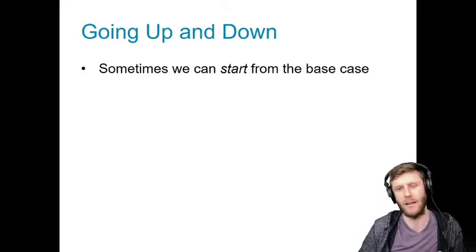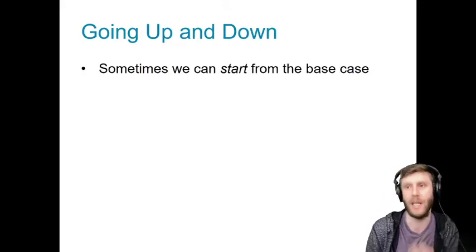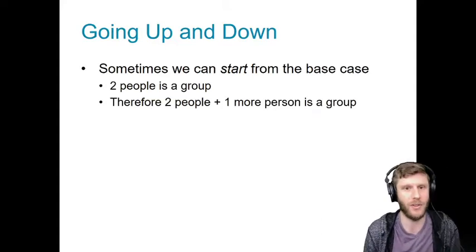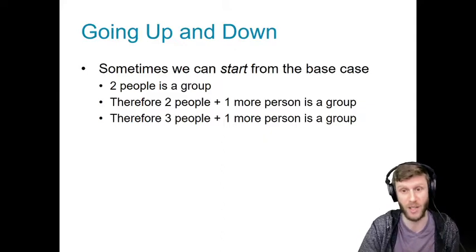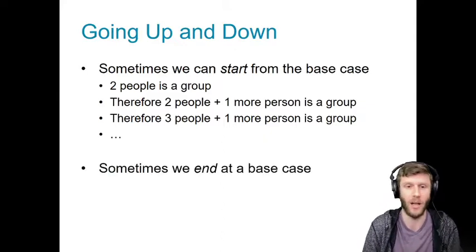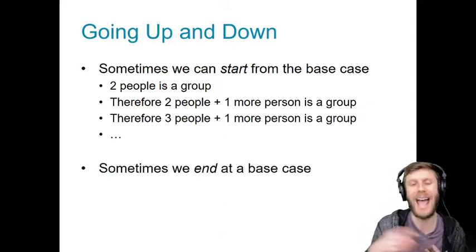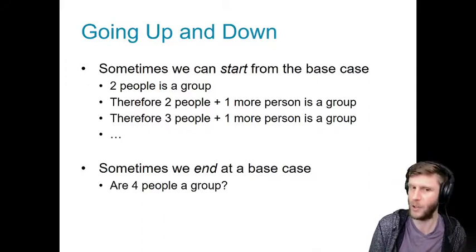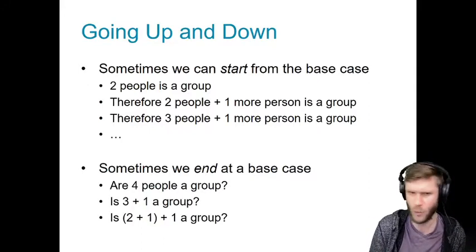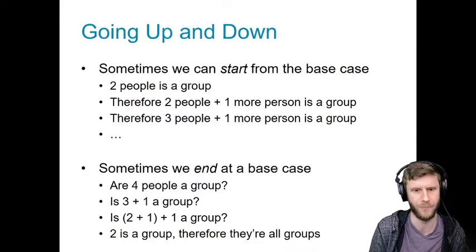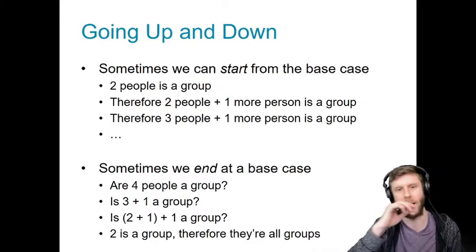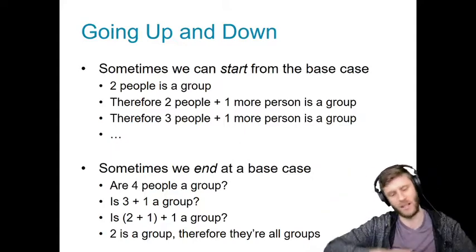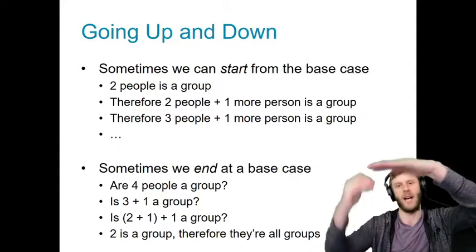Okay, going up and going down. Sometimes we can start at the base case and build something. So if two people is a group, therefore 2 plus 1 more person is also a group. That means 3 people is a group, and then plus 1 more person is also a group, and so on. Or sometimes we end at the base case. Like, well, is 4 people a group? Is 3 plus 1 a group? Is 2 plus 1 a group? And so on. And then if that's a group, then they're all groups. We can project the answer back up. So sometimes we start at the bottom and go up, and sometimes we start at the top and go down.